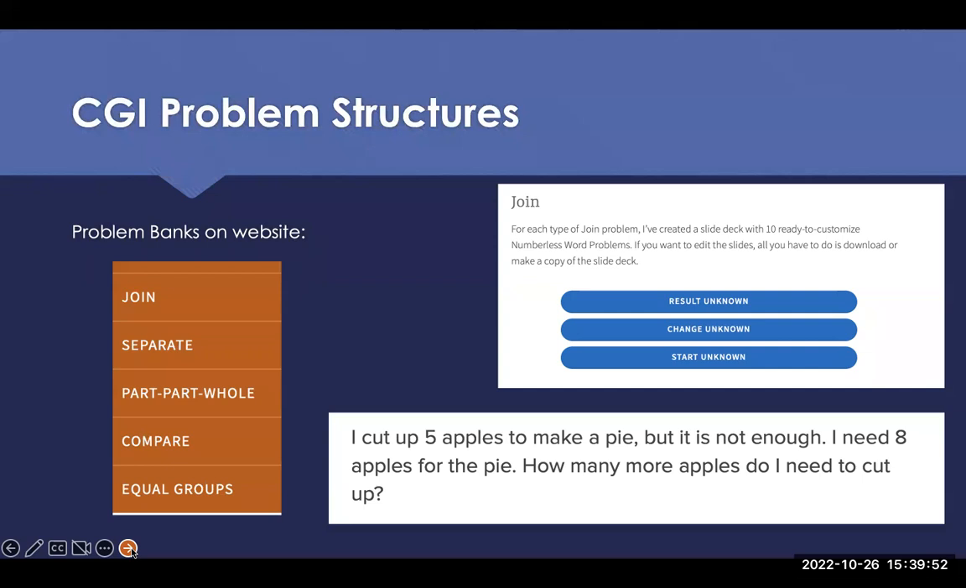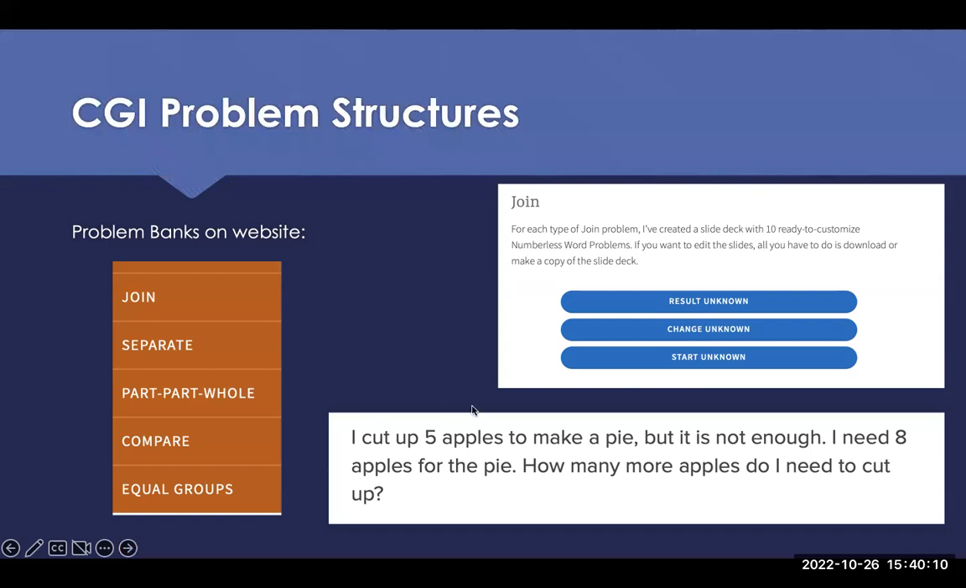And those structures can be used across the grades for all different kinds of numbers: fractions, decimals, numbers in the thousands and millions. The same structures are important for students to think about so that they can make connections between operations and also develop algebraic thinking.